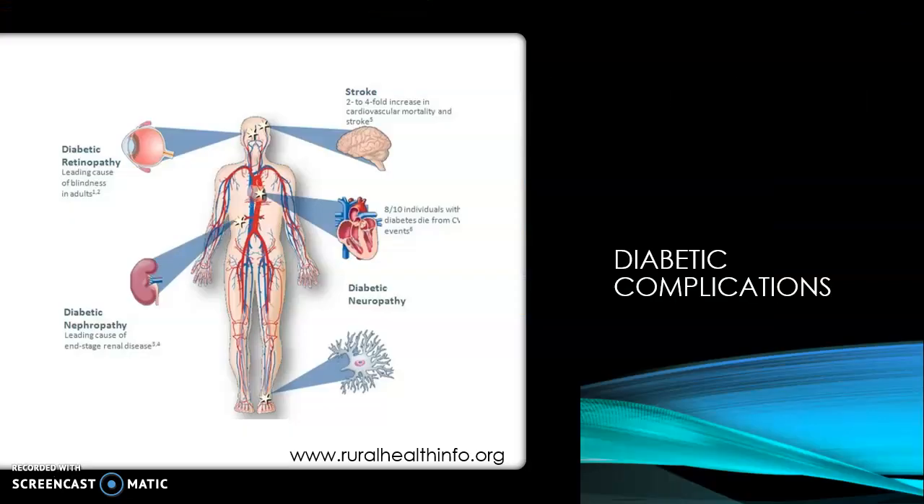Diabetes can lead to both macrovascular and microvascular complications. Those complications can affect vision, with diabetes being the number one cause of blindness in adults, stroke, neuropathy, nephropathy, with diabetes possibly leading to end-stage renal disease.